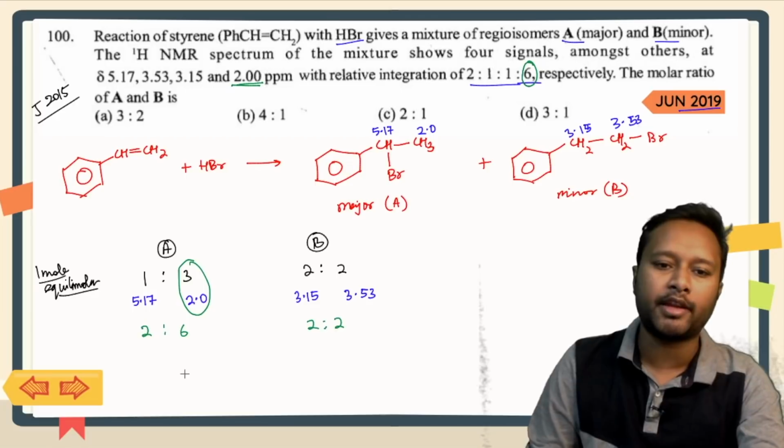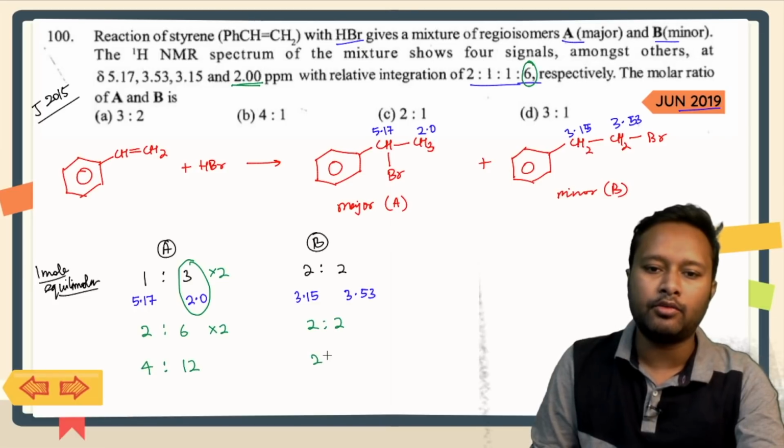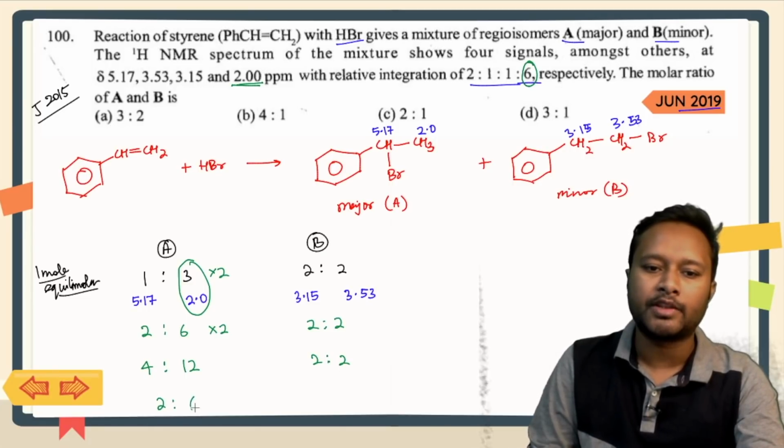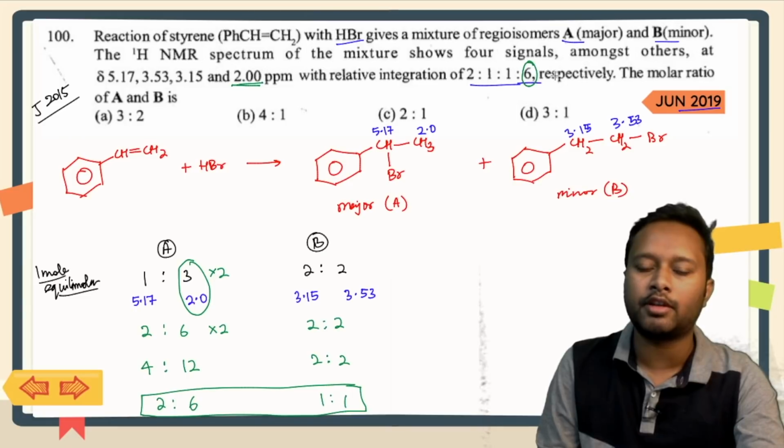So again I can multiply this value with 2, okay. I have multiplied with 2 here, and again I am going to multiply with 2. So basically I am going to make it 4 and 12 and 2 and 2. So when I cancel out all of them, the integration ratio becomes 2 is to 6 is to 1 is to 1, okay. So the overall integration ratio comes out to be the value which is given to me, 2116.